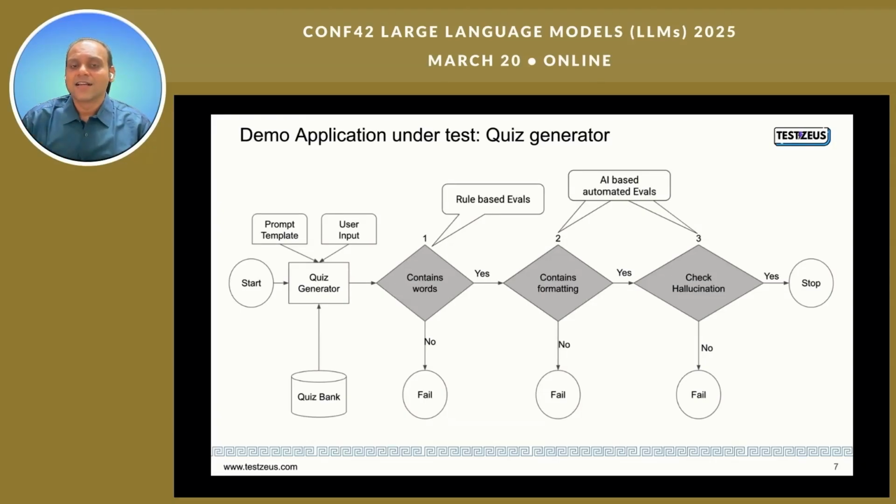The second gate is around formatting. Does it generate the quiz in the right format as specified or not? And then last but not the least, we'll look for things like hallucination, wherein we'll check it against negative prompts and see the kind of output that it generates. We'll also ask an AI-based automated eval system to reason about the answer and tell us whether the quiz generator app is working fine or not.